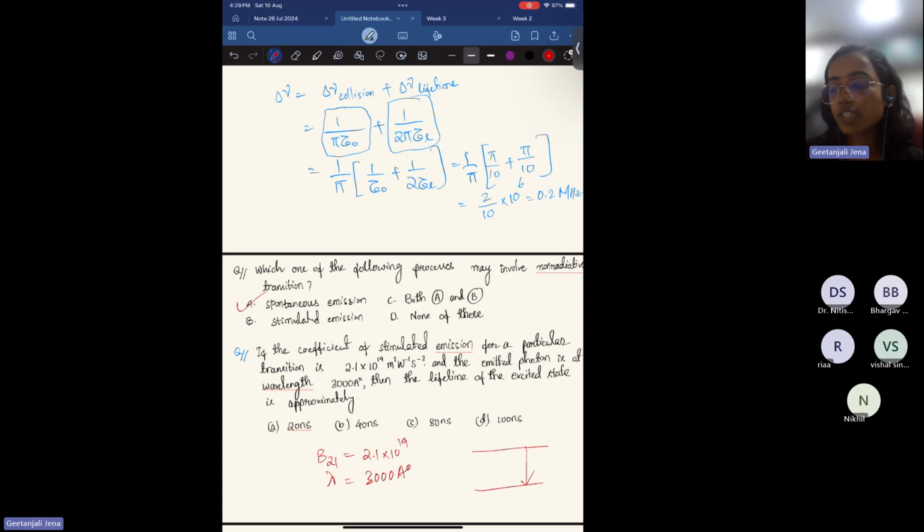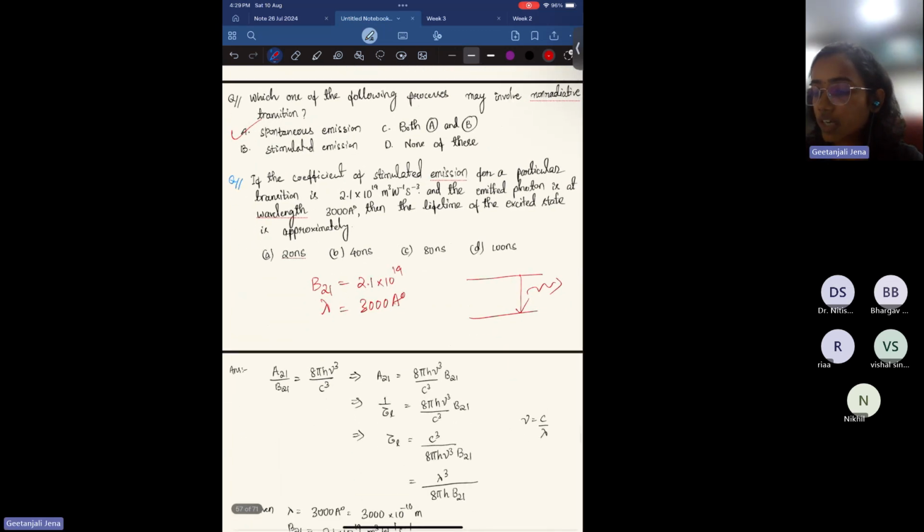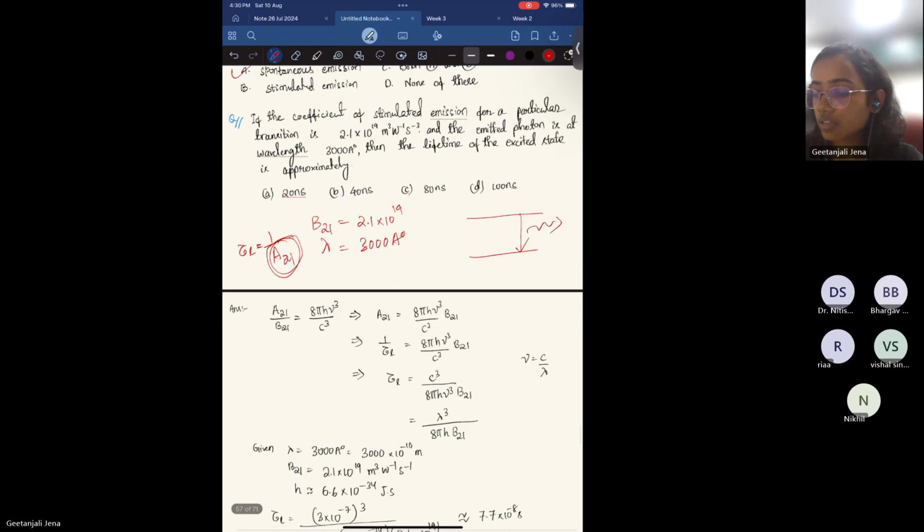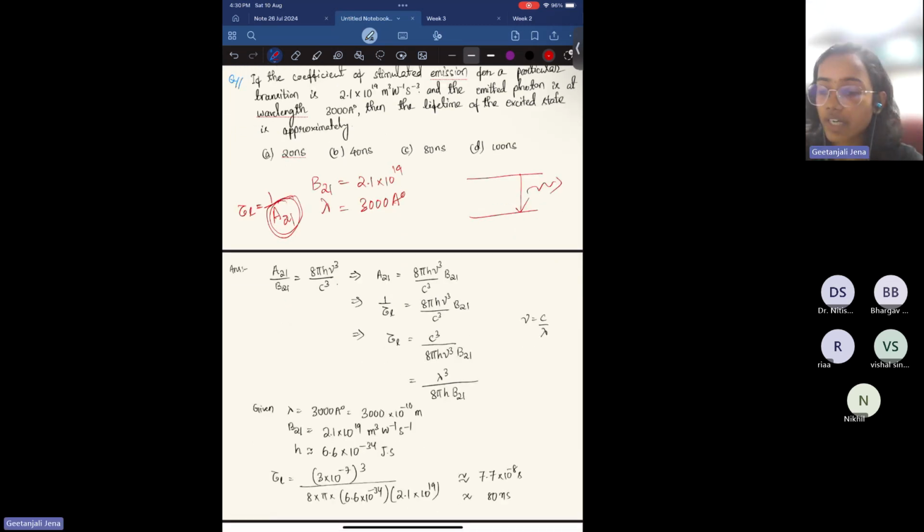So the coefficient of stimulated emission is given and the wavelength emitted during this transition is given. Now what you have to find out is the lifetime of this excited state, that means tau L for this excited state. For this, you know that tau L is related to the spontaneous emission coefficient, which is 1 by A21. If you can find out A21, then you can easily find out tau L for this system. How can you find out A? You can find it using the Einstein relation, which is A by B equal to 8 pi h nu cubed by c cubed. This relation you already know, right?